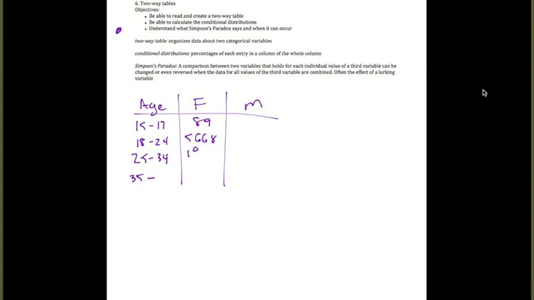You want us to write this down? You can, or it's in your book, so you can just reference it there too. It's on page 150 in the book.